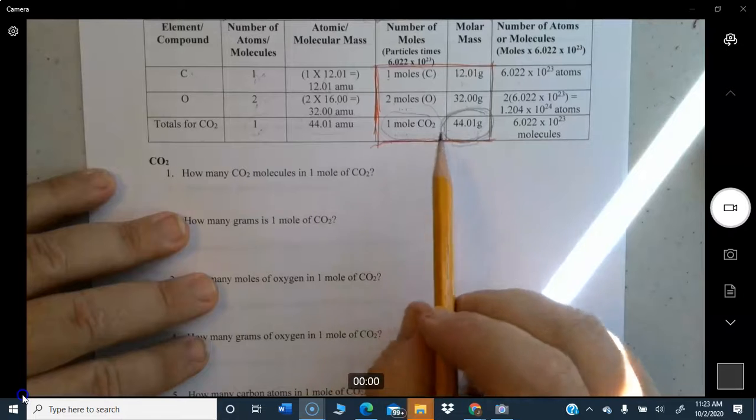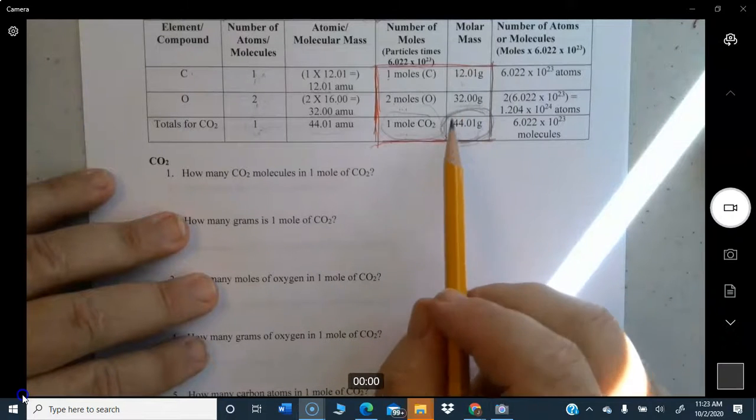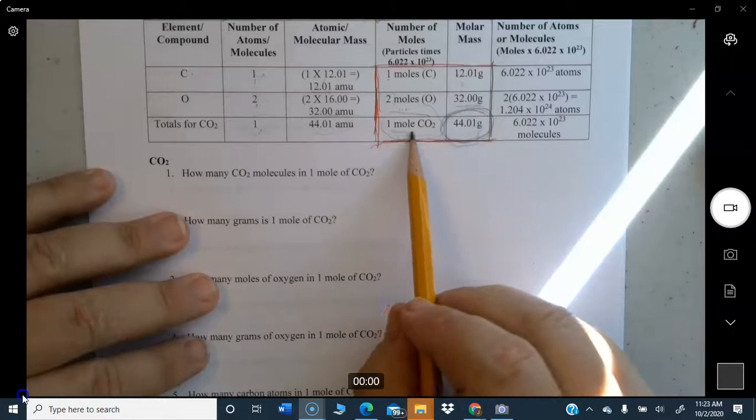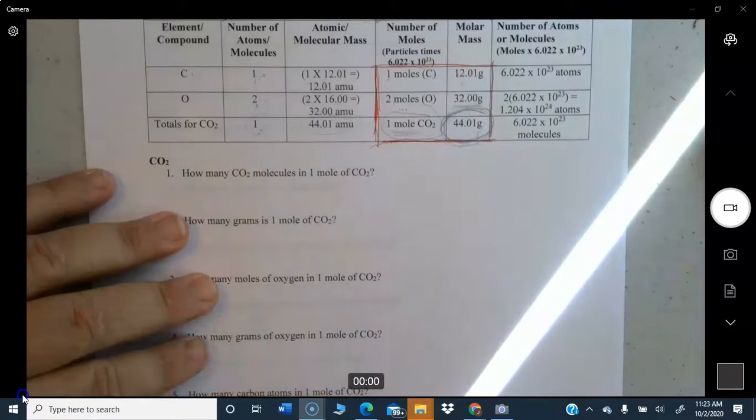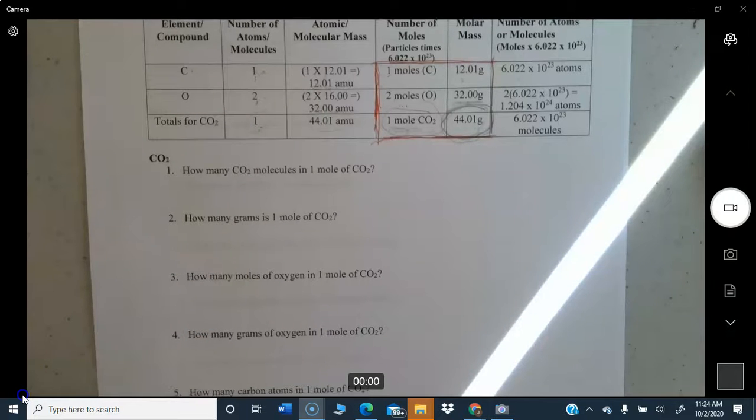If I want 1 mole of CO2, I need 32 grams of oxygen. But what if I wanted 2 moles of CO2? Then I'd need 2 times 32, or 64 grams of oxygen. It's just like being in the kitchen and cooking and having to scale up a recipe. You have a recipe for 1 cake, but you want 10 cakes. Then you have to have 10 times as many of the ingredients in order to make 10 cakes. That's called scaling up or scaling down. You can also scale down. So that's what we're doing in this assignment, and that's pretty much it.